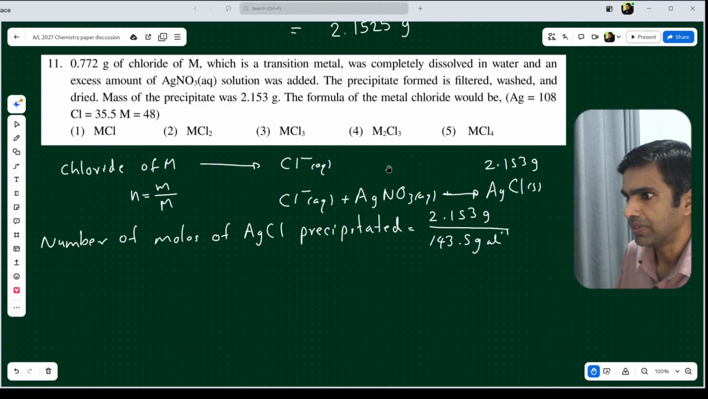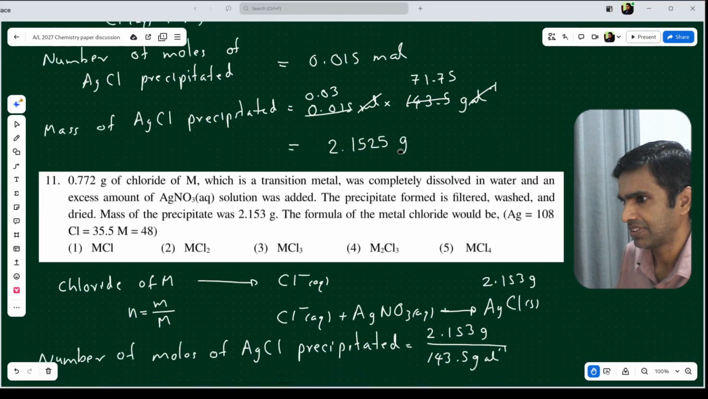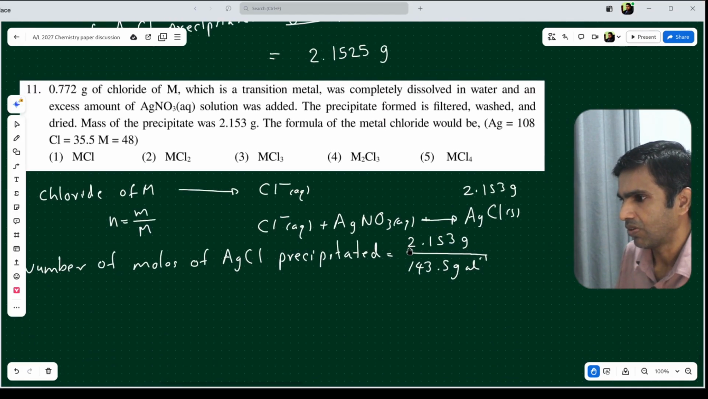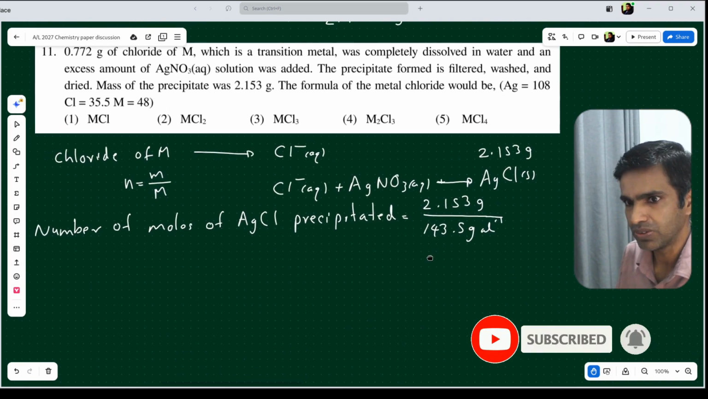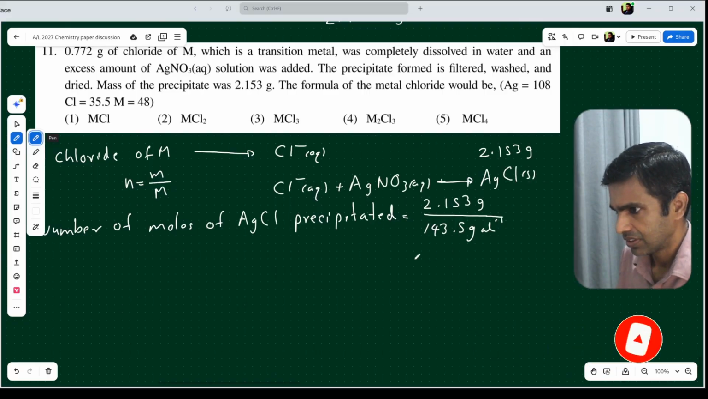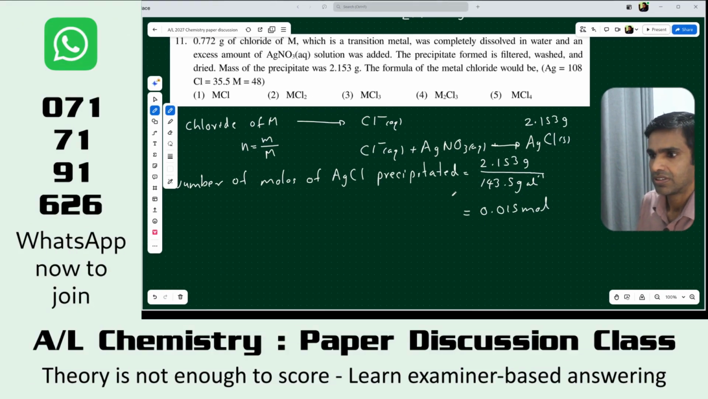So if you can remember, the mass of 0.015 moles of silver chloride was 2.1525 grams. So it is almost 2.153 grams. Therefore, we can deduce the number of moles of silver chloride precipitated is 0.015 moles according to the previous calculation.